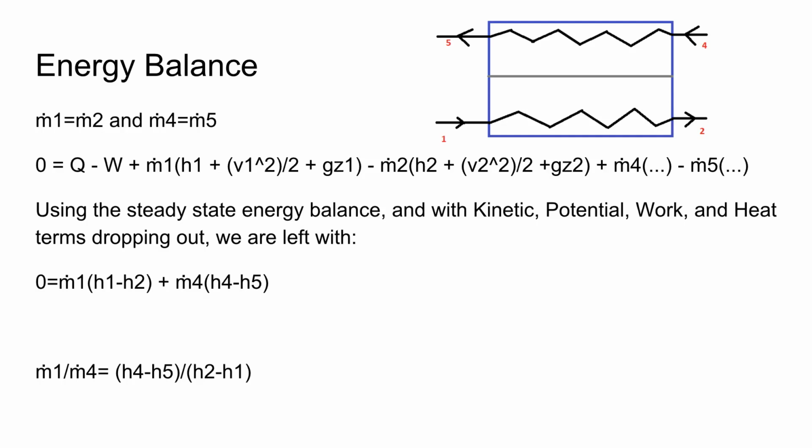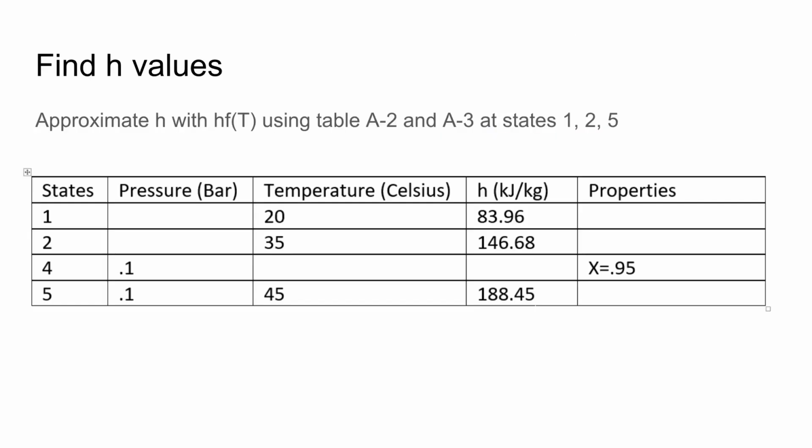Since this is a steady state energy balance, and taking our model into account, the kinetic, potential, work, and heat terms all drop out, leaving us with 0 equals m.1 times (h1 minus h2) plus m.4 times (h4 minus h5). We can rearrange this to get m.1 over m.4 equals (h4 minus h5) over (h2 minus h1), which is what we're trying to get. Now we just need to find the h values.